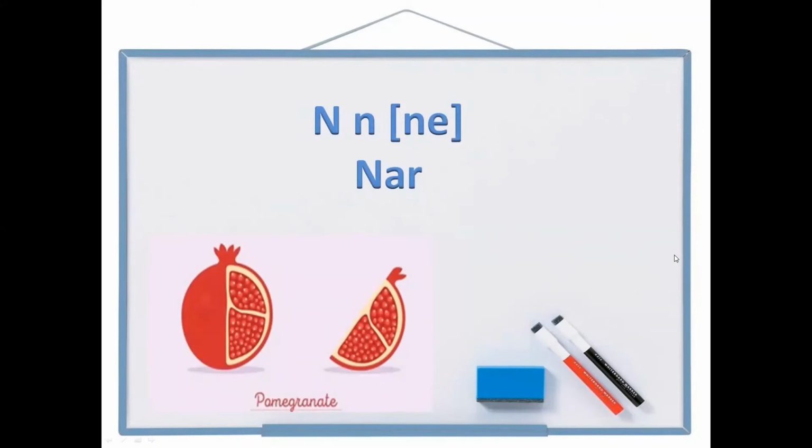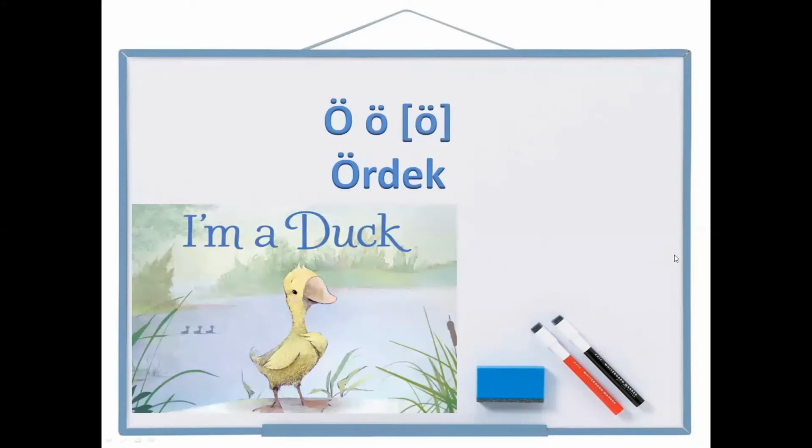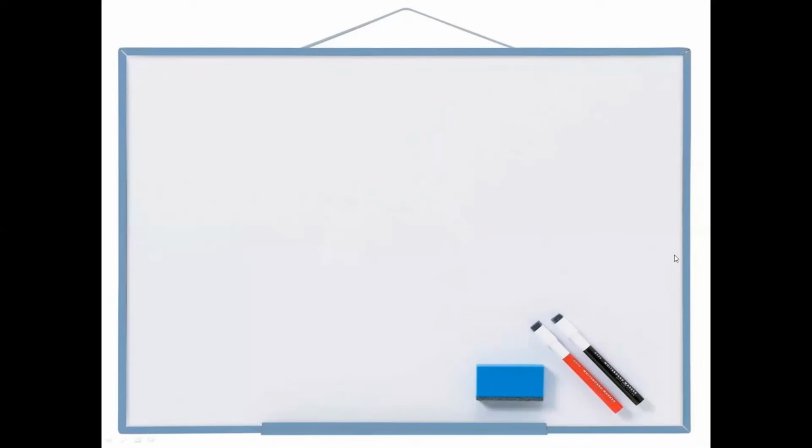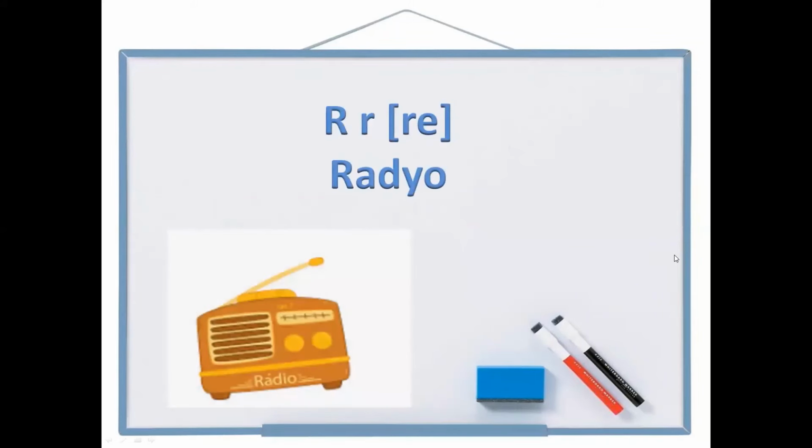And the next one is N. Nar. N. Nar. And the next one is O. Office. O. Office. And the next one is the thin version of O with dots. Ö. Ördek. Ö. Ördek. And the next one is P. Park. P. Park.